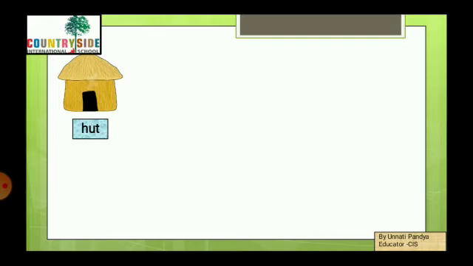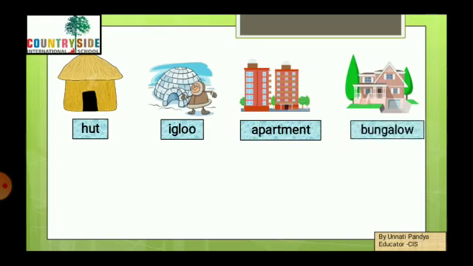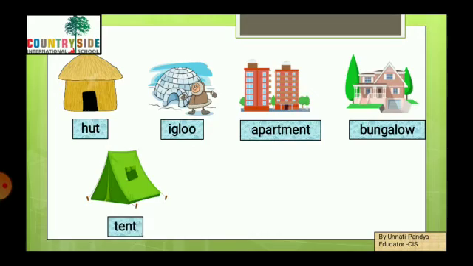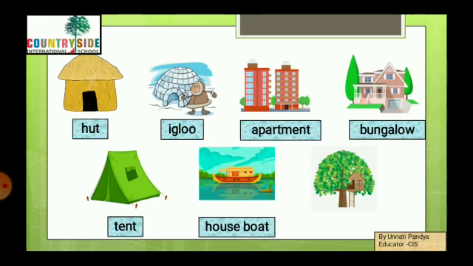They are a hut, an igloo, an apartment, a bungalow, a tent, a houseboat, a tree house. These are some of the different types of houses that human beings live in.